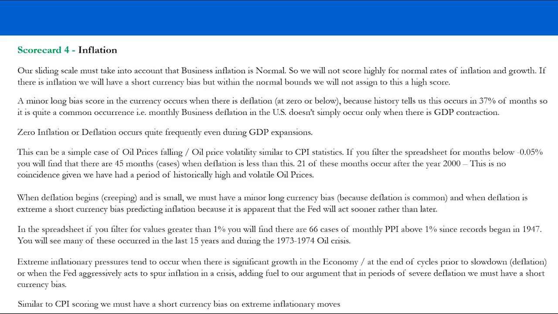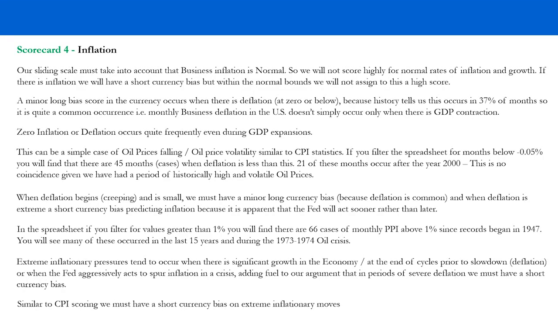So all this adds fuel to our argument that in periods of severe deflation, we must have a very strong short currency bias. And similar to CPI scoring, we do have that short currency bias on the extreme inflationary moves as well. So now we're starting to get a sense of how the PPI finished goods number actually behaves historically. And remember, it's including food and energy. So how this number actually behaves on a standalone basis, and even when we're comparing to our other main inflation statistic, which is the CPI.